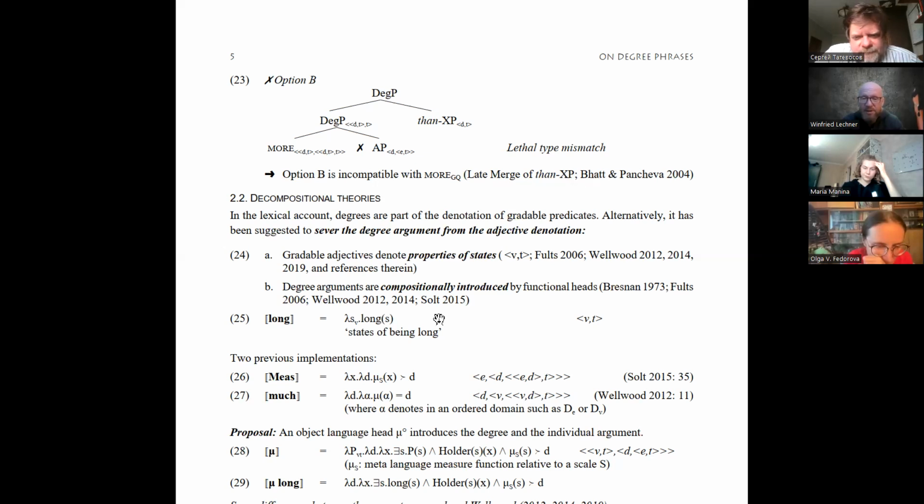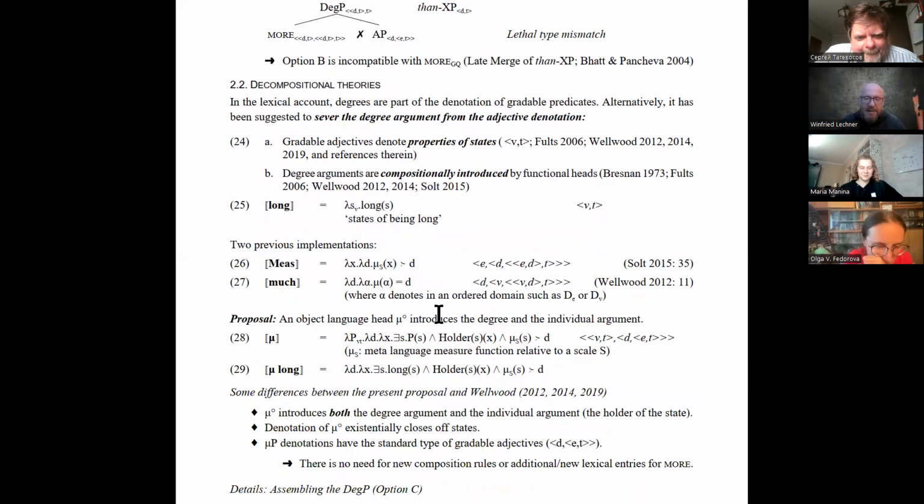It's a set of states, a set of states that are long states. And similar things can be said about individuals, like table. Table would be the set of table states, whatever. And the idea is that one formulates a function that allows you to feed into that function this set of being long. And the output of the function will contain a degree argument that can be further manipulated in the semantics and syntax.